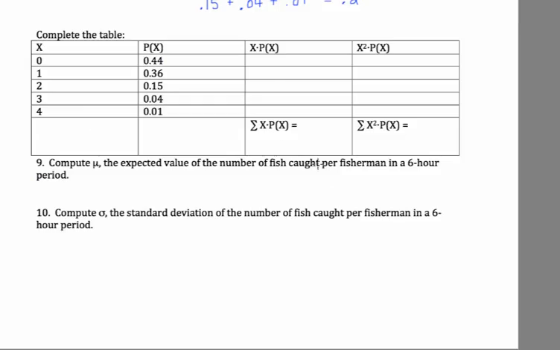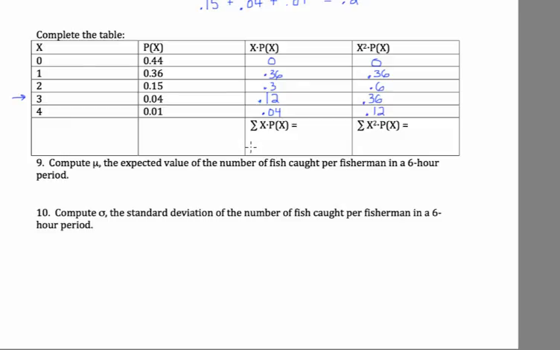I'm going to fill out my table, x times px and x squared times px. I'll just use the 3 for an example. The x is 3, the px is 0.04. So x times px is 3 times 0.04. X squared times px, I take 3 and square it. 3 times 3 is 9. 9 times 0.04 is 0.36. I'll fill out the rest now.